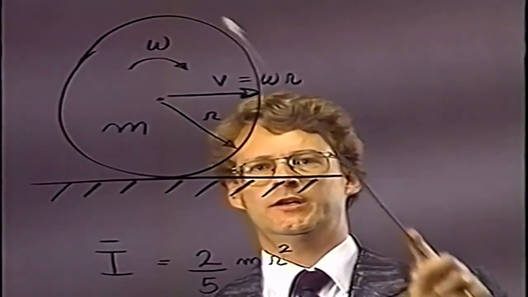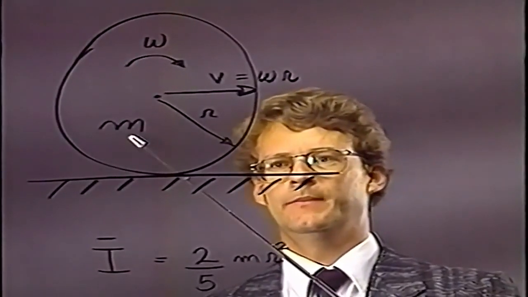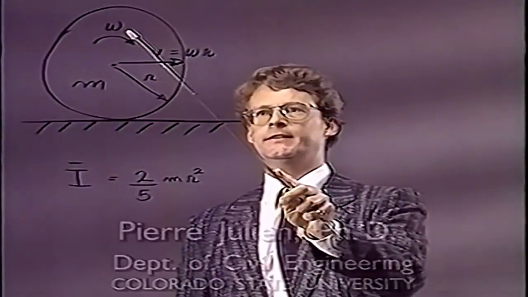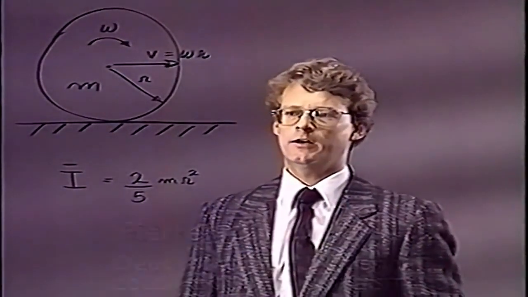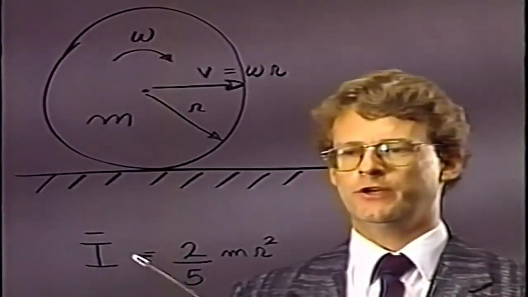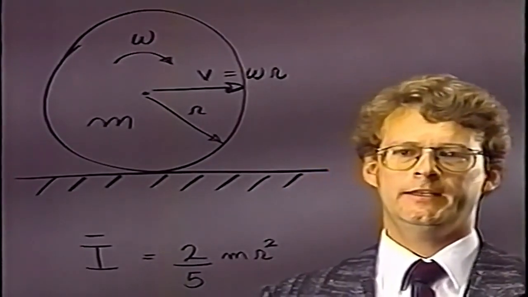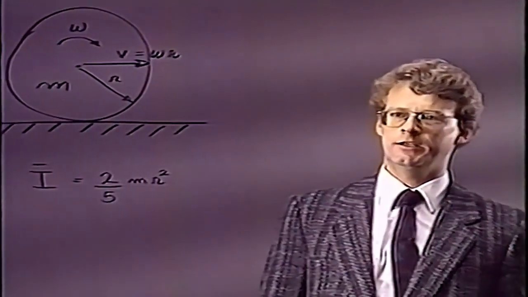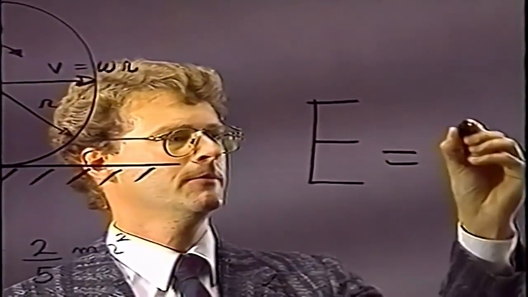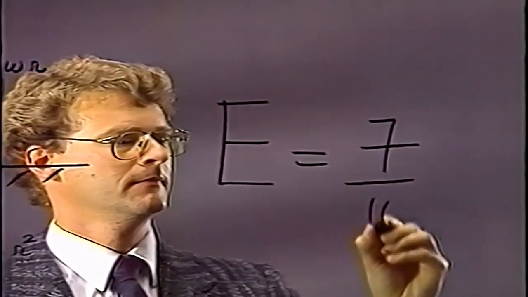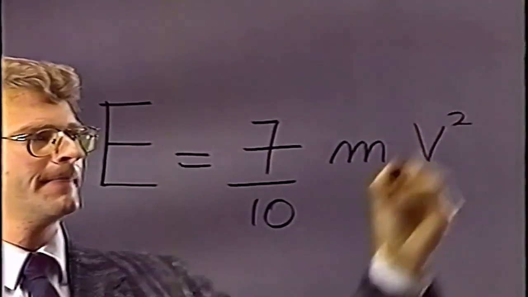Consider the motion of a sphere rolling on a horizontal surface. The radius of the sphere is r, the mass is m, the angular velocity omega, and the translation velocity v is equal to omega times r. The moment of inertia of the sphere is equal to 2/5 of the product of the mass m and the square of the radius. The kinetic energy of the motion is given by the following formula. E is equal to 7/10 of the product of the mass times the square of the velocity.